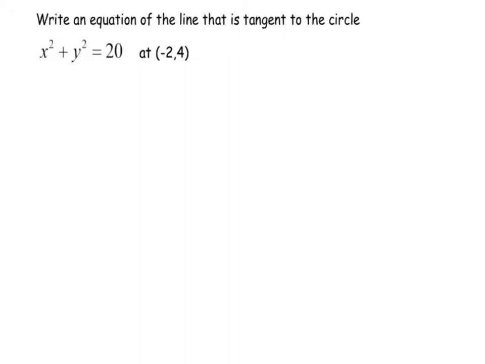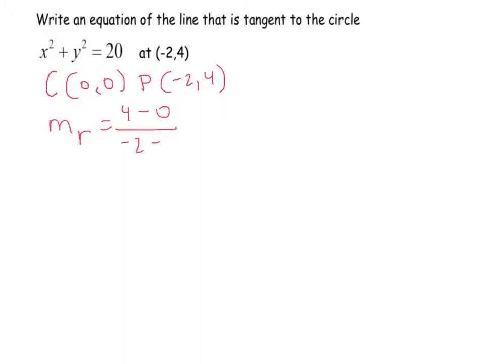In this example, we have to write an equation of the line that is tangent to the circle x squared plus y squared equals 20 at the point (-2, 4). So I'm going to follow the same process as in the previous problem. The center is (0, 0), and the point on the circle is (-2, 4). So I'm going to find the slope of the radius as 4 minus 0 over -2 minus 0. So that gives us 4 over -2, or just -2. So now we find the slope of the tangent line, which is 1/2.